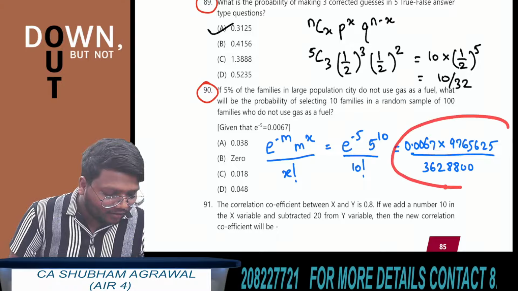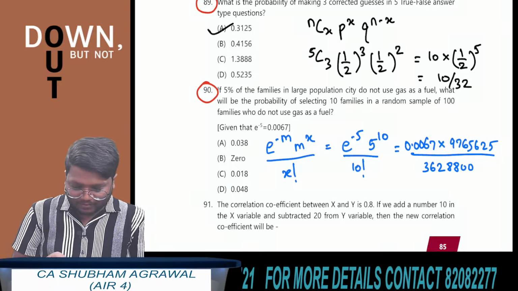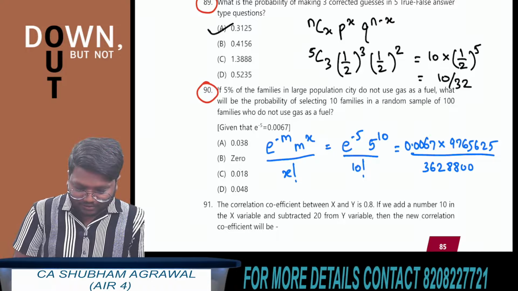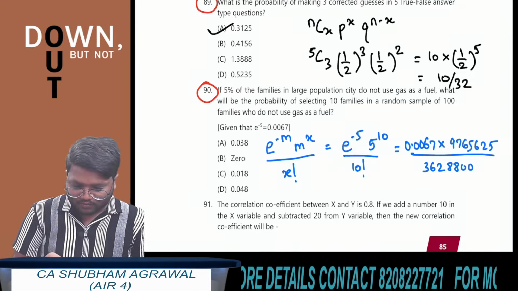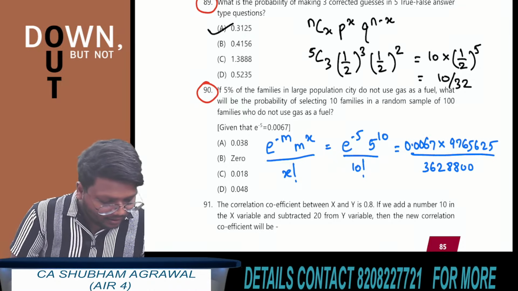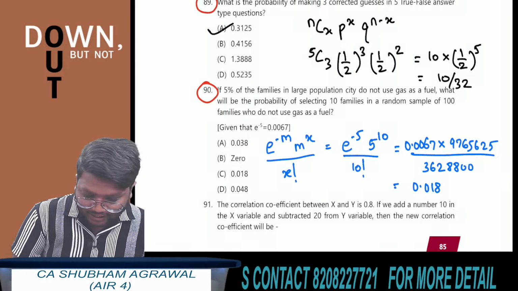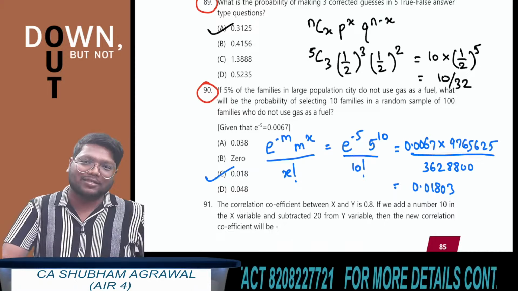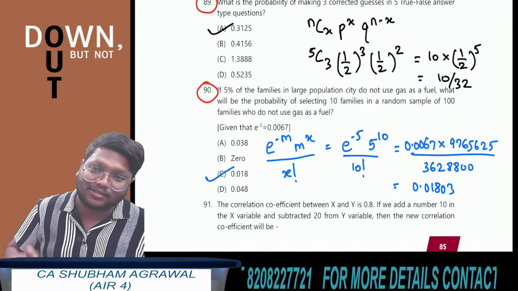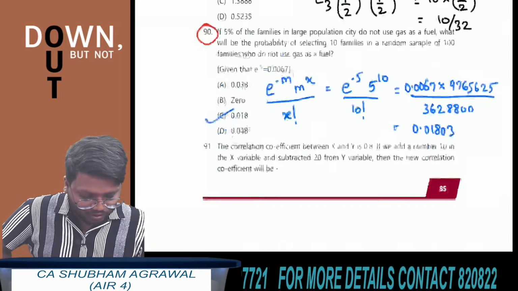Now find the value of this on the calculator: 0.0067 multiplied by 9765625 divided by 3628800. What you are getting? 0.01803 something. Which option is correct? Option C is the correct answer, 0.018. Clear?